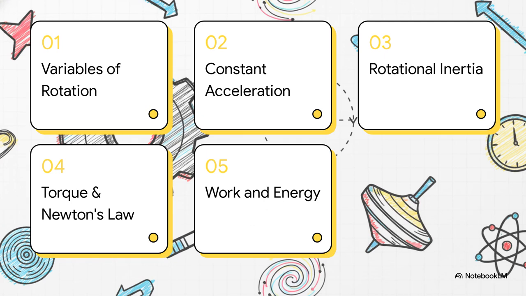We're going to start with the absolute basics, the language of spin. Then we'll see what happens when things spin up at a constant rate. After that, we'll tackle rotational inertia, which is kind of like mass but for spinning. Then comes torque, the rotational version of force, and finally, we'll look at it all through the lens of work and energy. We're going to build this up block by block.